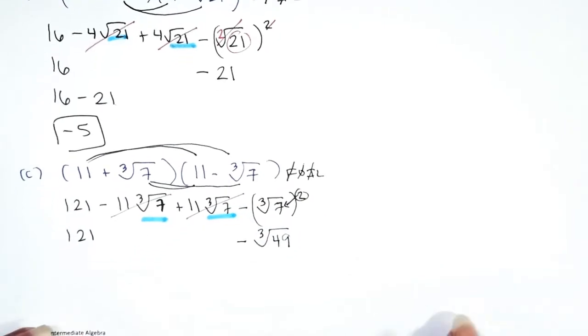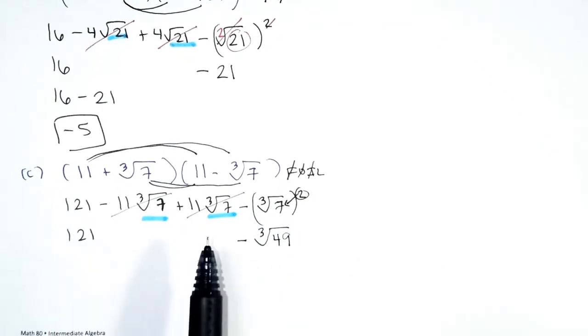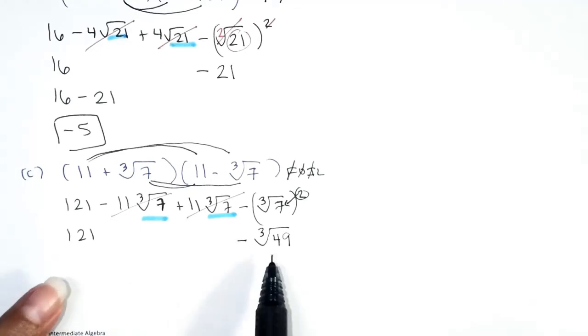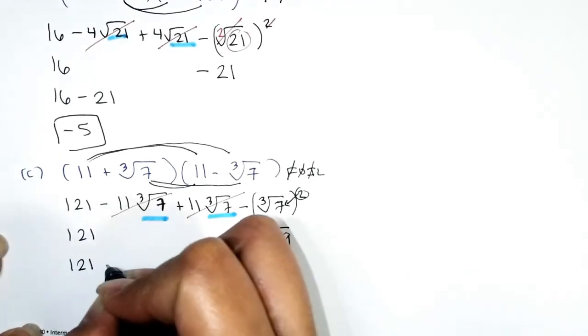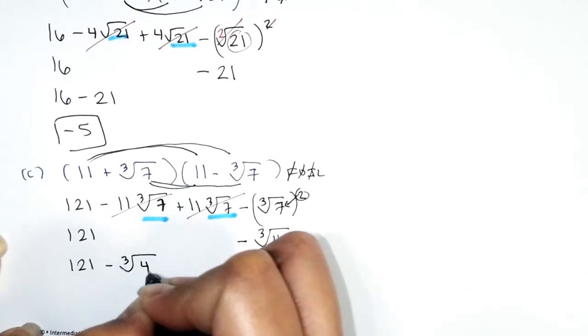Okay, so now both of these terms are like terms because they're numbers. So with the calculator, we can combine them. But by hand or without technology, we can't combine them. So we're just going to write them side by side. So the answer is 121 minus cube root of 49.